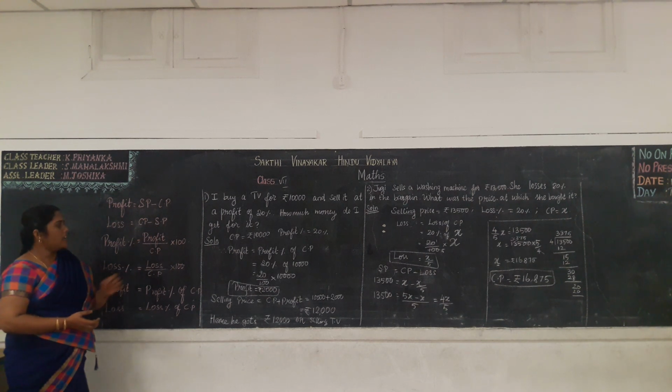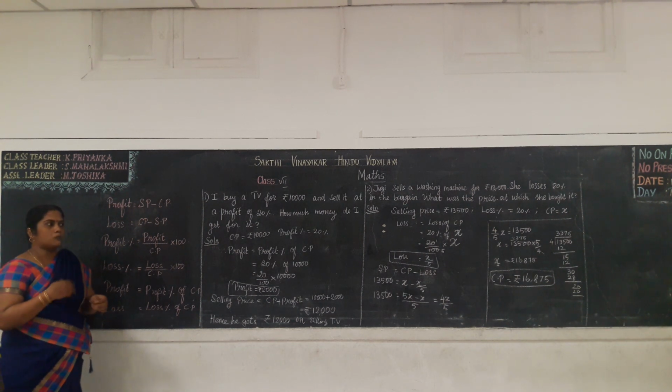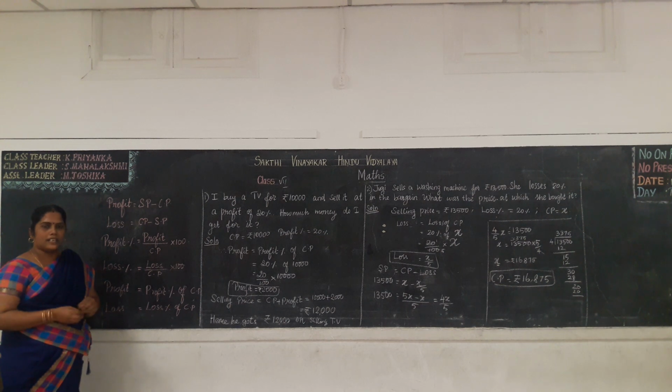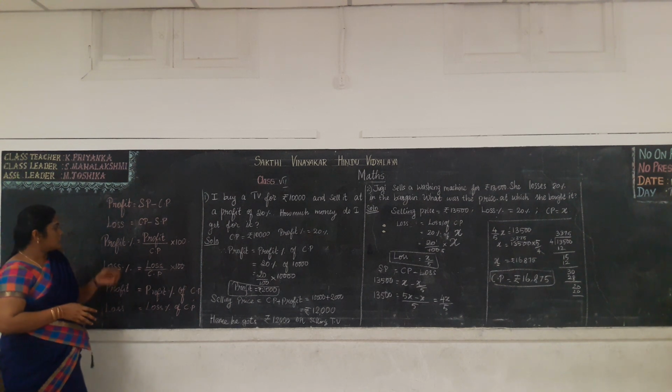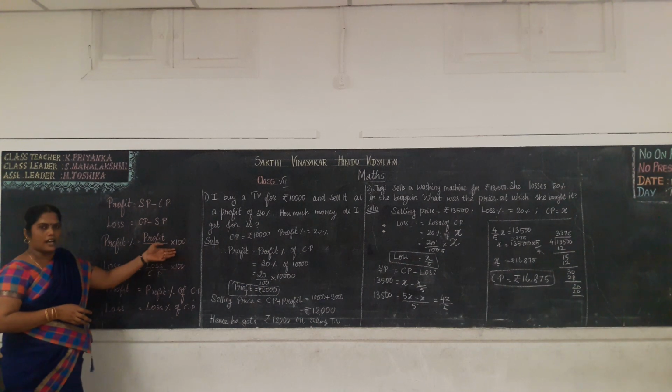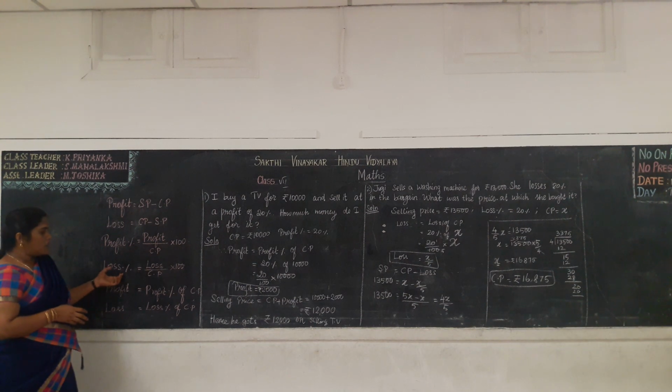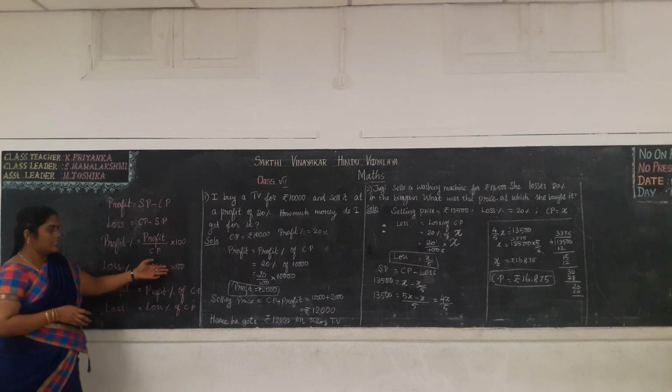price. Okay, always remember that when we find the profit percentage or loss percentage, we deal with the cost price only. Okay, so the profit percentage formula is profit by cost price into 100, and the loss percentage formula is loss by cost price into 100.